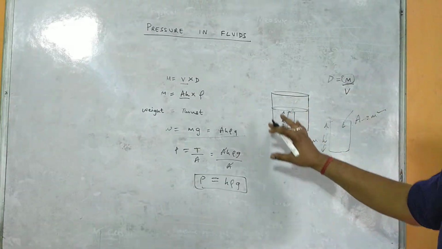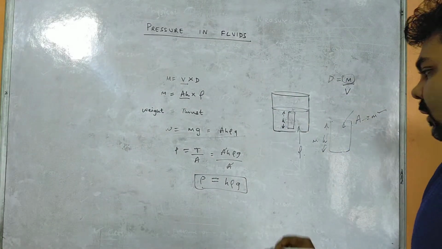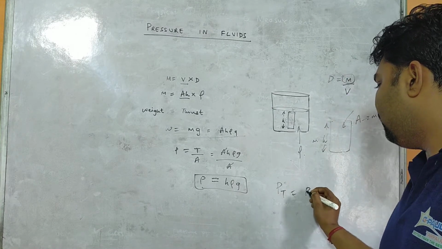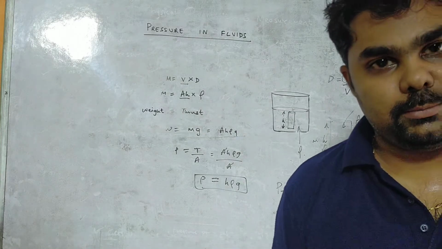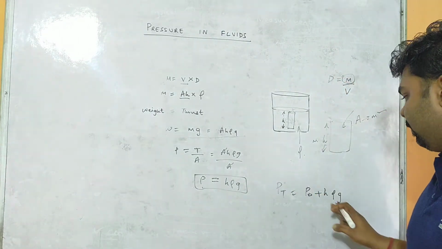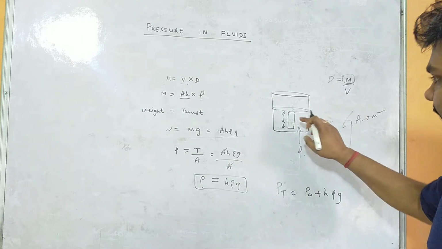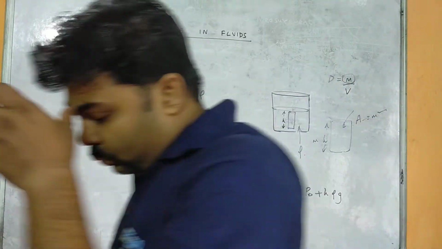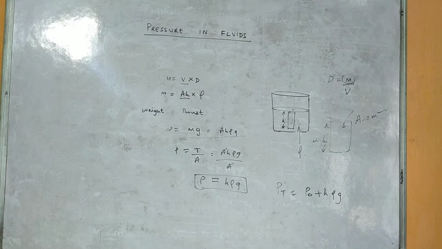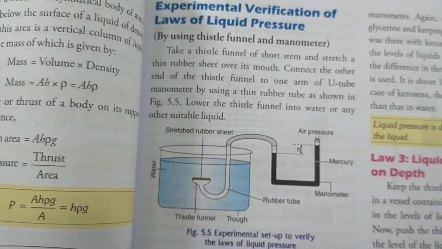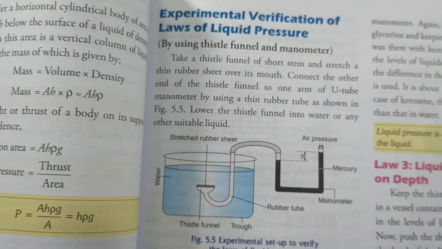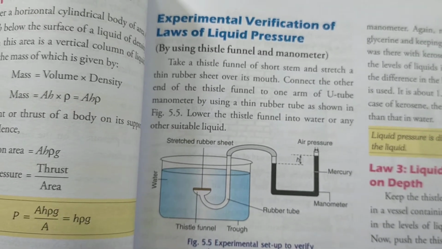But if I ask for the total pressure, that time the total pressure Pt will be P0 plus H rho g. What is P0? P0 is the atmospheric pressure. So atmospheric pressure plus H rho g, the pressure exerted by this object. This we have to note down, whether in the question it is asked total pressure or the pressure due to the cylindrical body. On your screen I will be showing the diagrams and I will explain, so that when you refer to your book you won't find it difficult.